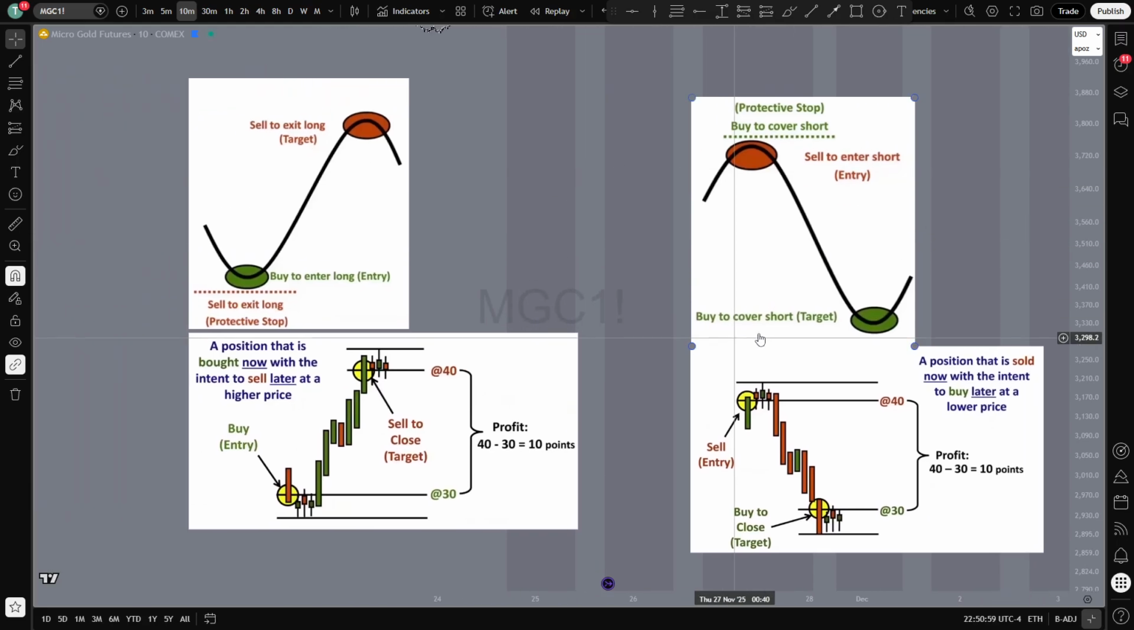Either way, we already talked about everything here. We talked about sells and we talked about buys, longs and shorts. All right.